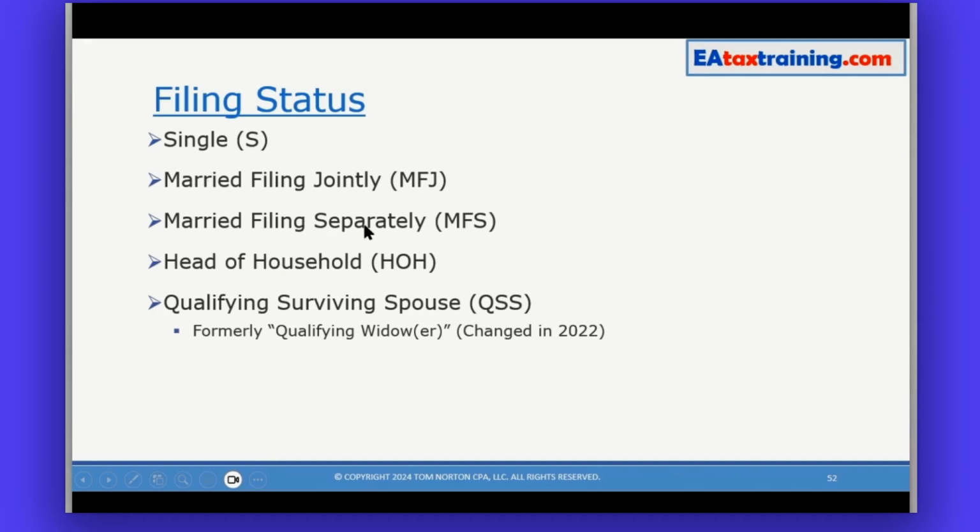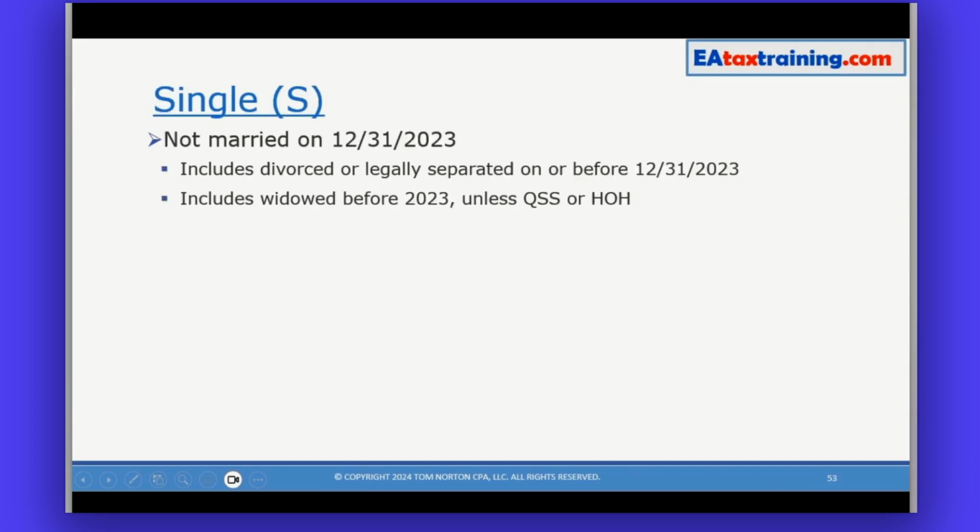So it's single, married filing jointly, married filing separately, head of household, qualifying surviving spouse. If you've been around a while, you may remember qualifying widow or widower, and they changed that back in 2022 to be a qualifying surviving spouse. If you're Googling, you might sometimes see references to qualifying widow. So just know it's the same thing. They just updated the language. And so we're going to talk about each of these in turn.